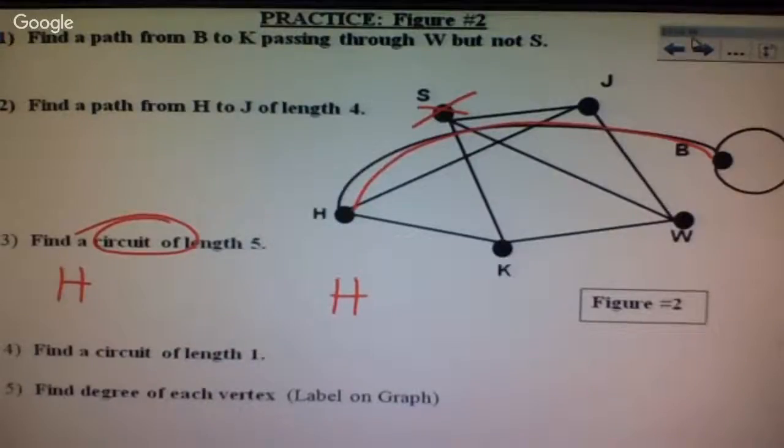You do not travel the same line. Once you cross the line, that's a problem. So be careful with that.